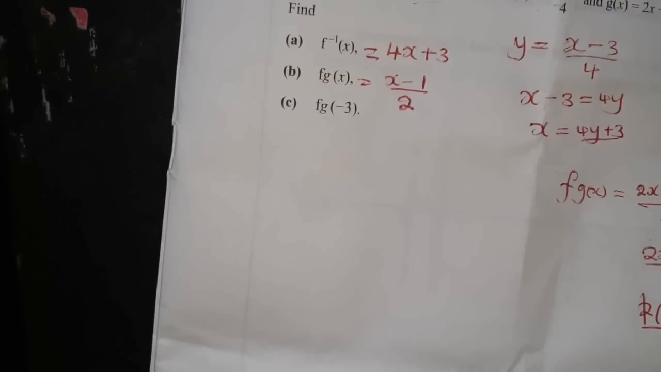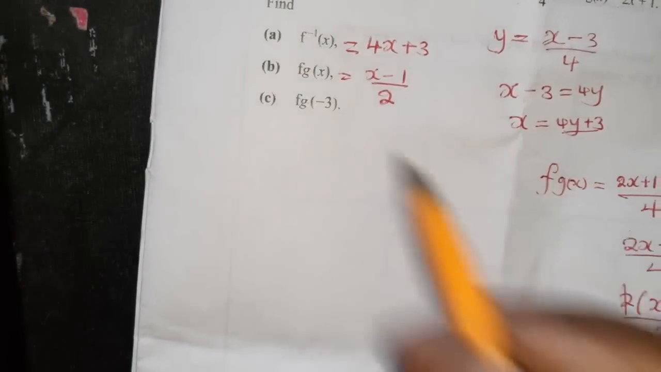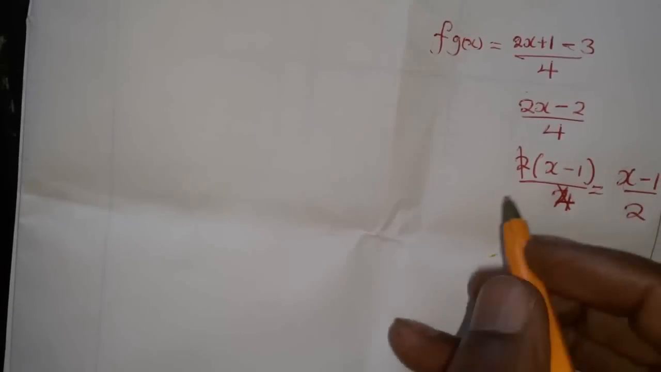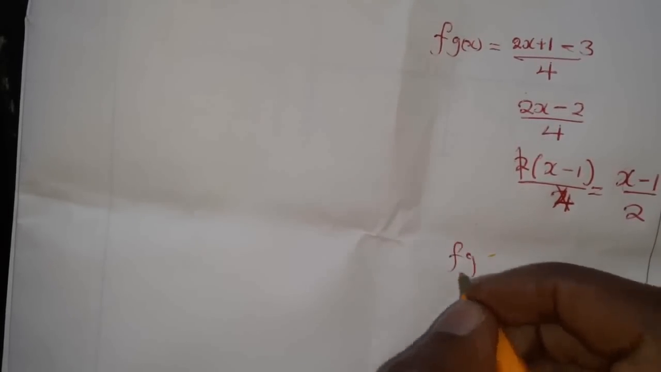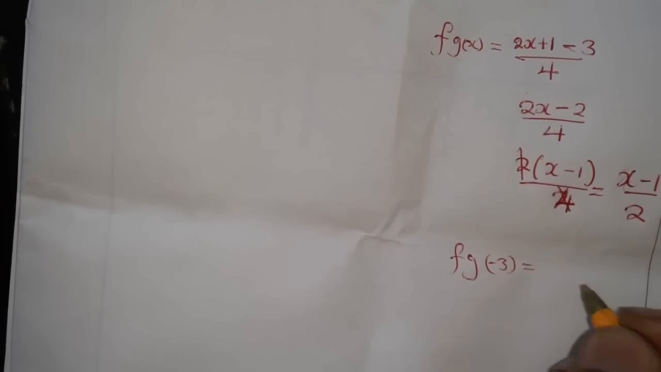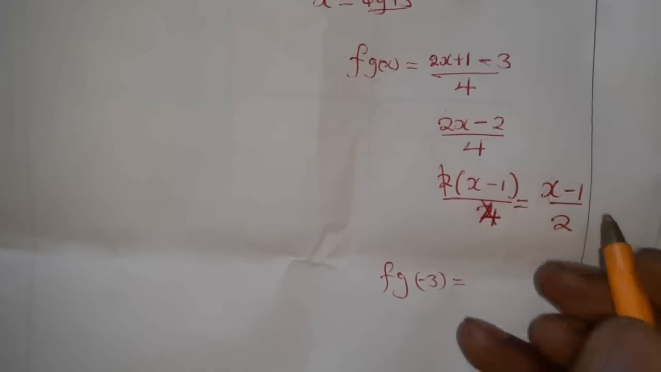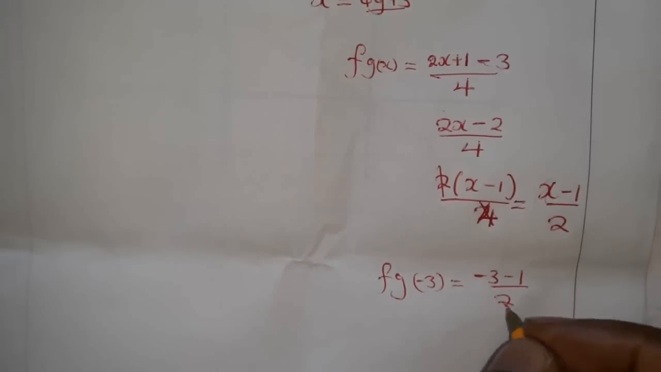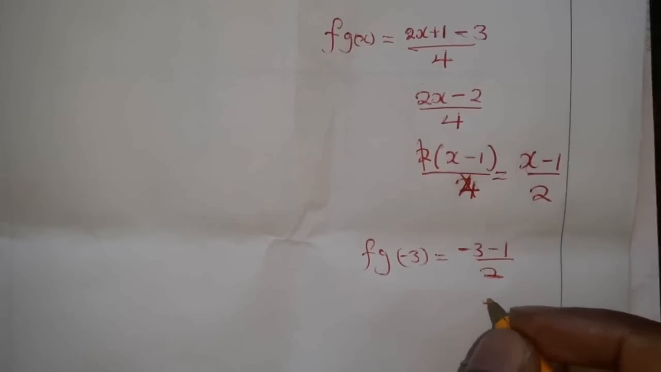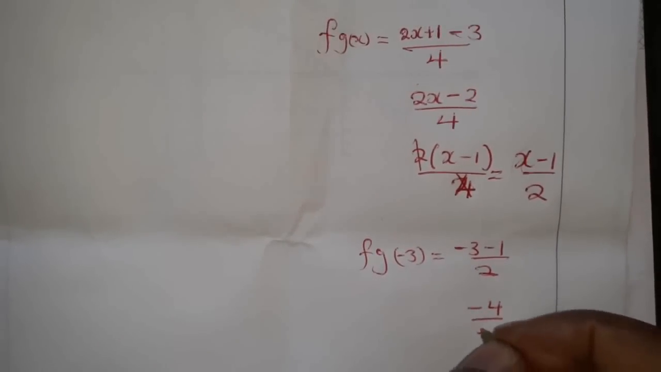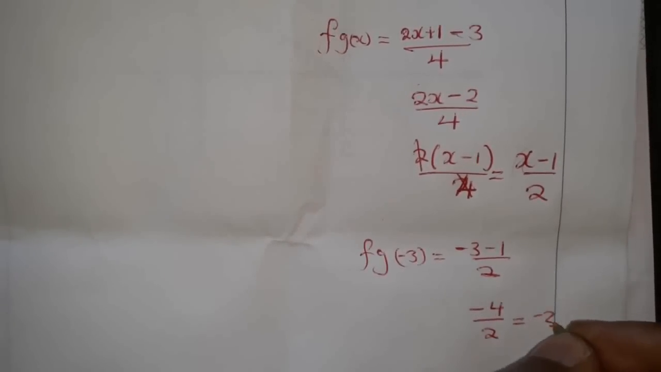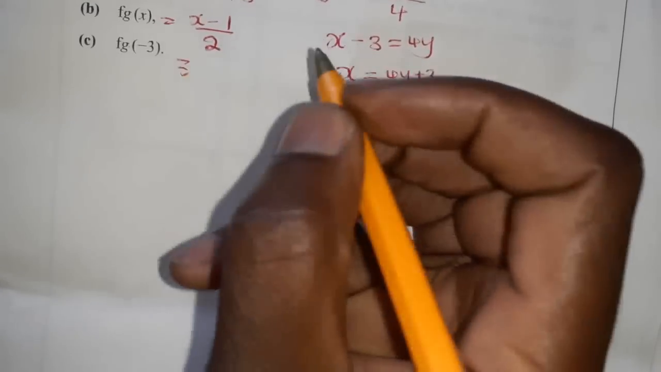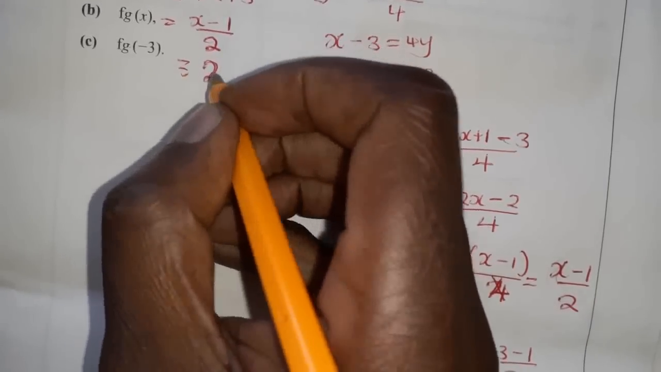Then we are told that in this same function here, we must put negative 3 where there is an x. So where there is x here, if you put negative 3 minus 1 over 2, what do you get? This is going to give you negative 4 over 2, and this will give you negative 2. So this one is going to give us negative 2.